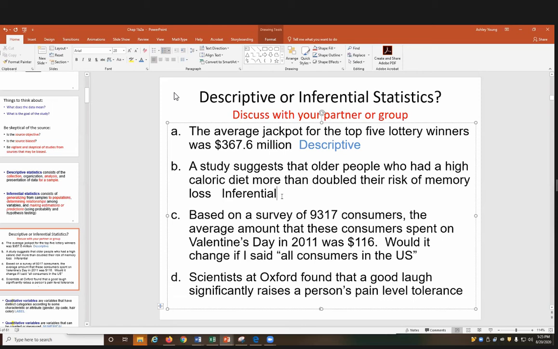And then the next one, based upon a survey. So the first one is based upon a survey of 9,317 consumers. The average amount that these 9,317 consumers spent on Valentine's Day in 2011 was $116. Is that a fact or a guess? Fact. That's a fact about these 9,317 consumers. These guys here, their average spend was 116. So that's a fact. That's descriptive.